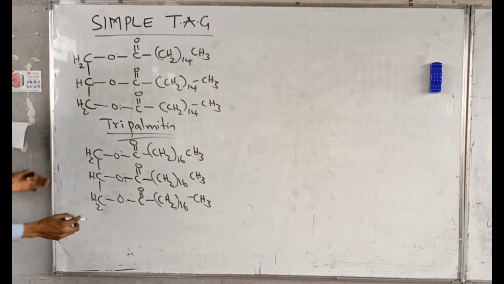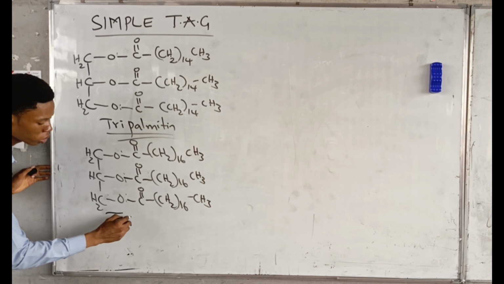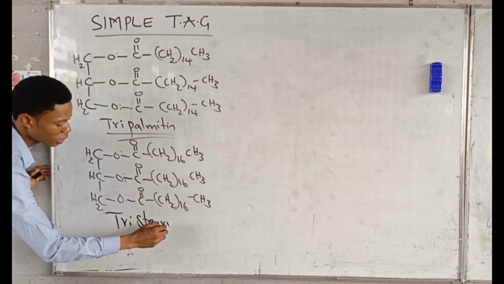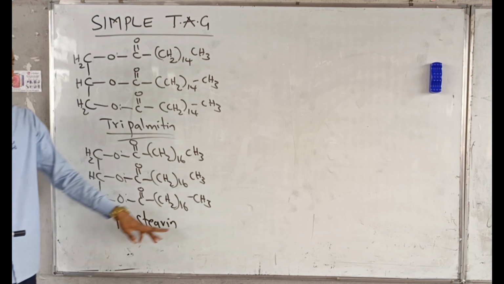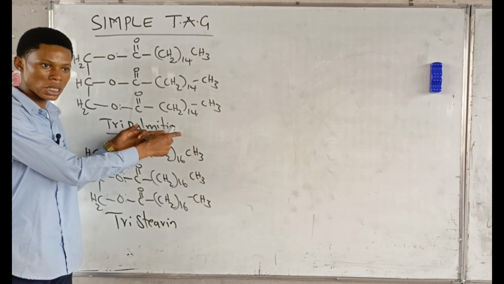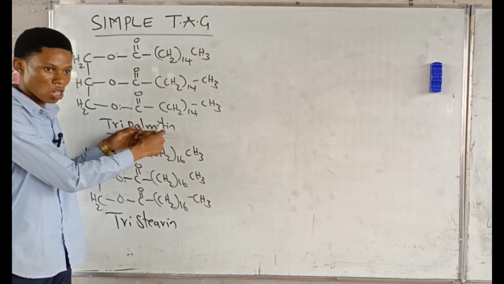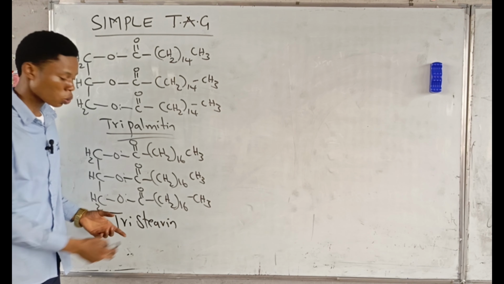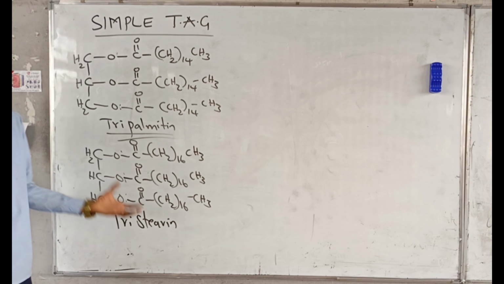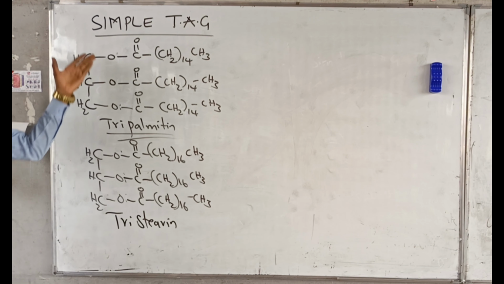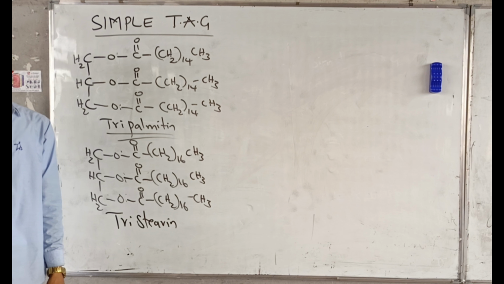So how will you name this? Try. Tristearin. Remember we said stearic acid. For palmitic acid, we just remove the C and put N, palmitin instead of palmitic. Yes, stearic, instead of the C, we put N. So tristearin. So these are examples of simple triacylglycerol.